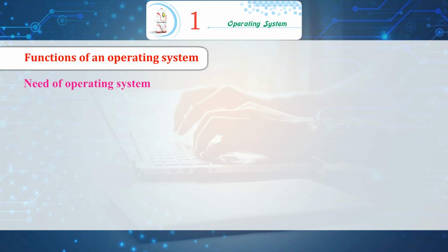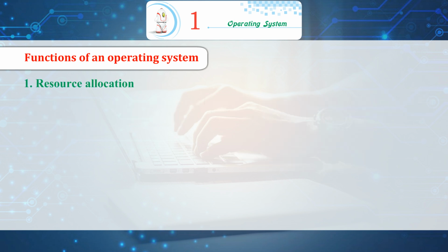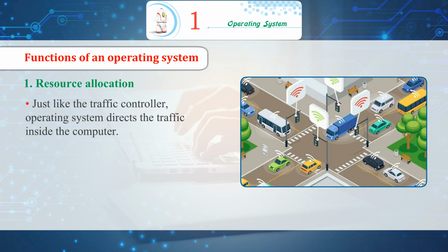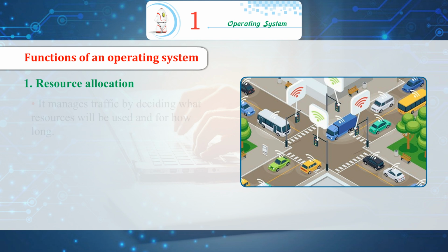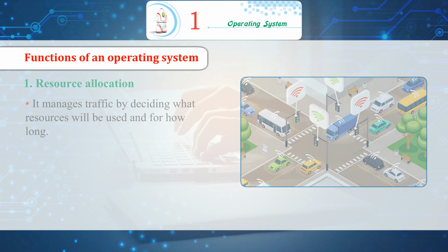Need of operating system. We need operating system to handle some basic tasks which are divided into 3 categories. 1. Resource allocation. Just like the traffic controller, operating system directs the traffic inside the computer. It manages traffic by deciding what resources will be used and for how long.